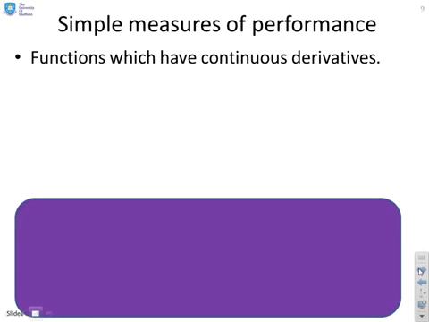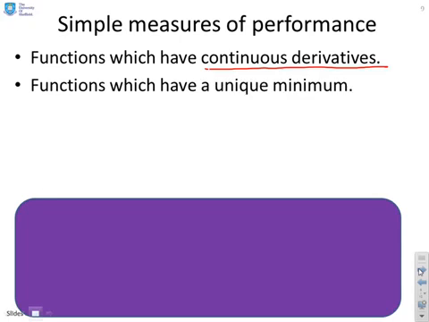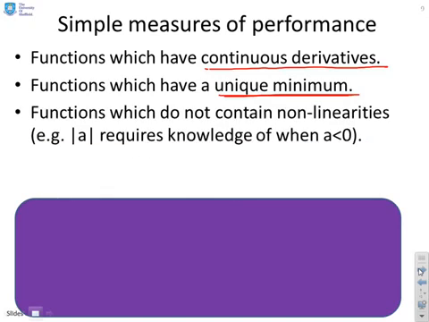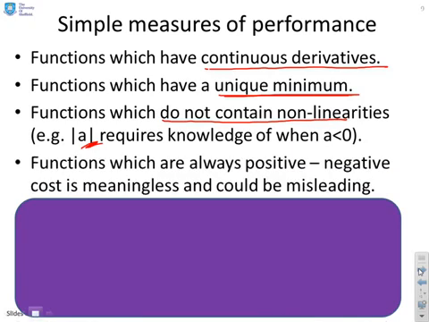Simple measures of performance. We want things which have continuous derivatives because they allow us to have robust and simple optimizers which converge in a good time period. We want functions which have a unique minimum, because if there are lots and lots of different minima, how are you going to find the global minima? Well, it's not straightforward to guarantee unless you have some sort of bounding box. We want functions which do not contain nonlinearities, because again, nonlinearities are hard to deal with. If I have something like modulus of A, then in order to do the optimization, I need to know, is A positive or is A negative? And that is difficult to handle.